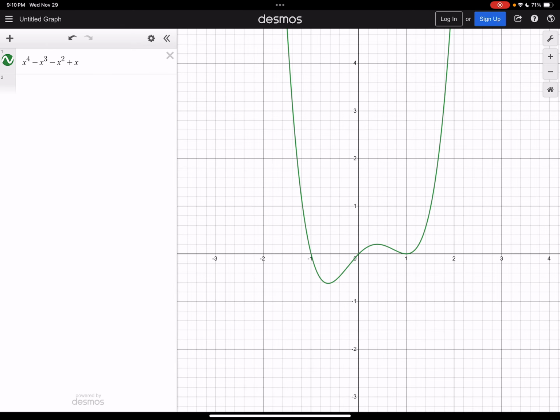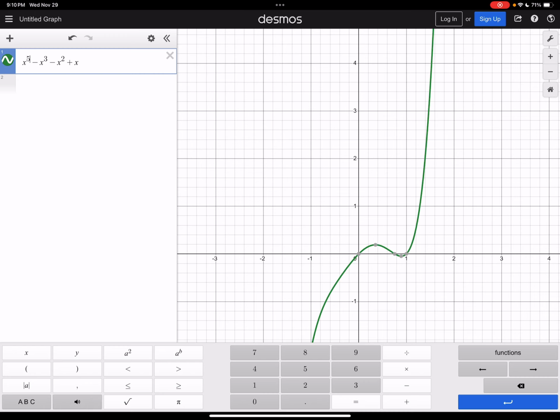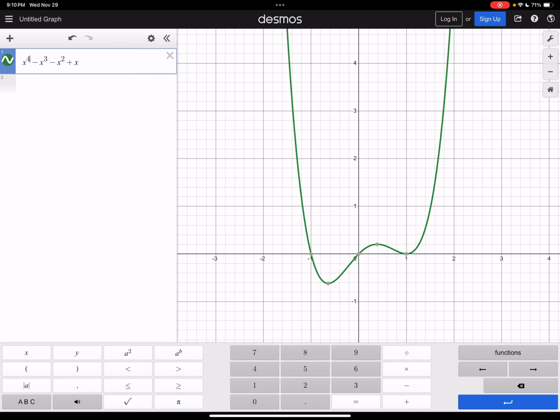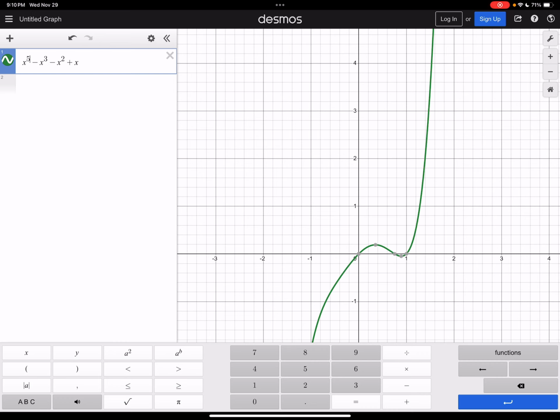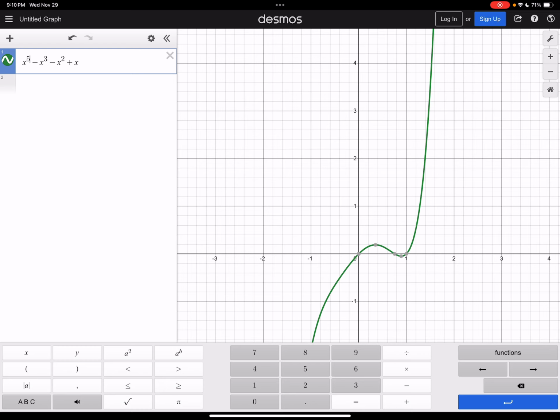So as you can see, it's kind of like the one we were just talking about. As I go to the right, it goes up. As I go to the left, it goes up. Now, I'm going to change the degree from 4 to 5. And now notice how the end behavior has changed. With 4, the right side was going up. With 5, the right side is going up. But with 4, the left side was going up. With 5, the left side is going down.